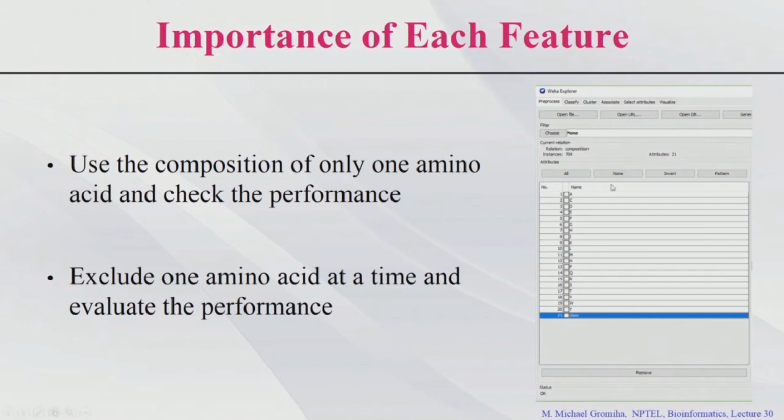Likewise, you can do all the 20, one by one, removing one amino acid and seeing which amino acids are not very important for classification. Then you will have 19. If you remove 1 or 2, then you have fewer. Then again you try the other one. So again among the 19 you can try to eliminate 1.